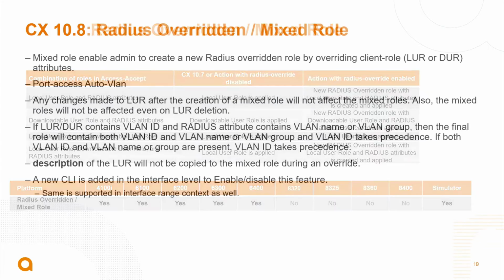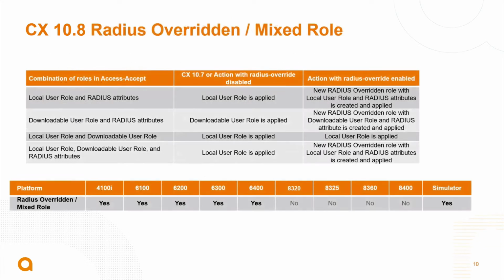Whatever I have written here is better explained in this table, which we'll understand very quickly. Look at this one. You have a local user role and a RADIUS attribute in the case of a 10.7 image, or you have not enabled the RADIUS override on the 10.8 image. What is going to happen? It's going to apply the local user role. For example, I have a phone role and I want to send an Aruba device traffic class voice from ClearPass. That is not possible in 10.7 or with RADIUS override disabled. With it enabled, you can do so.